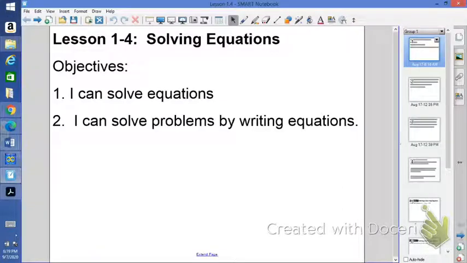Lesson 1.4 is on solving equations, and there are two objectives. The first is to just solve an equation, and then the second is to solve problems by writing equations.